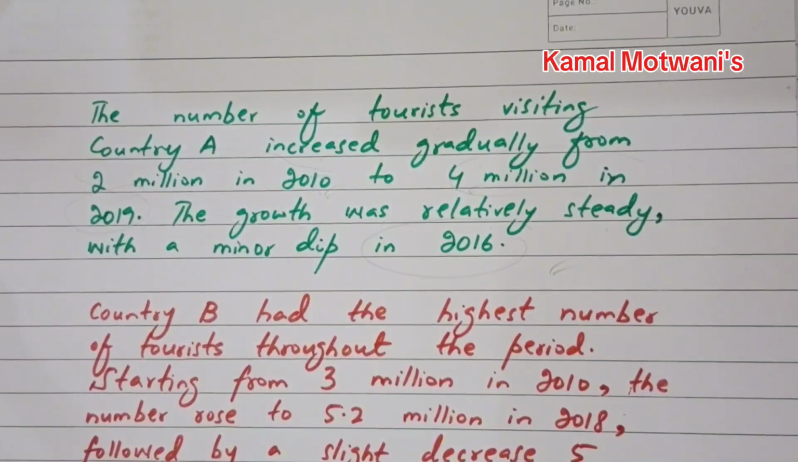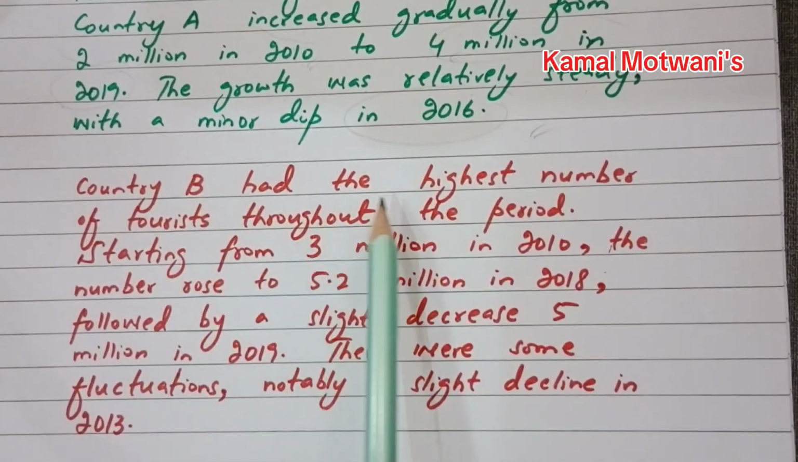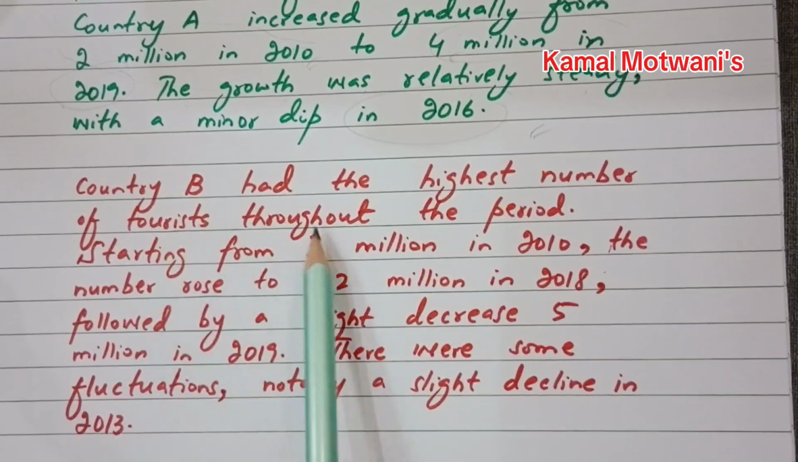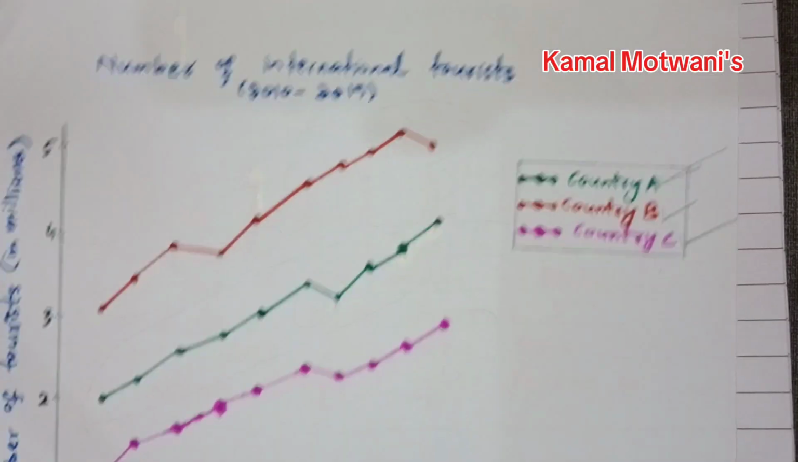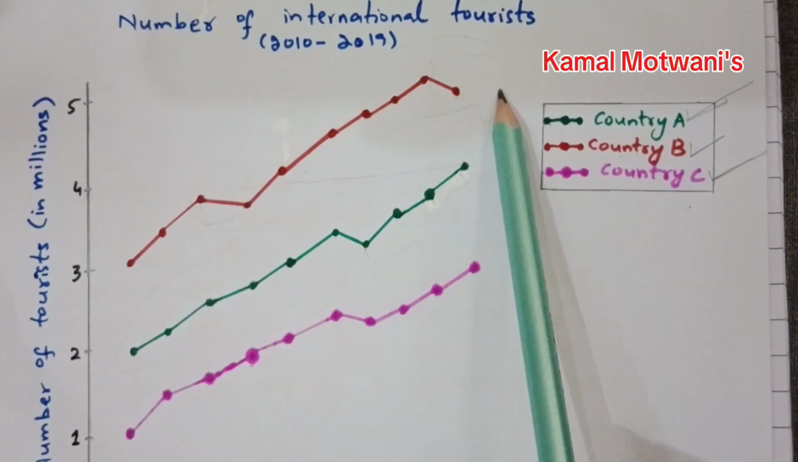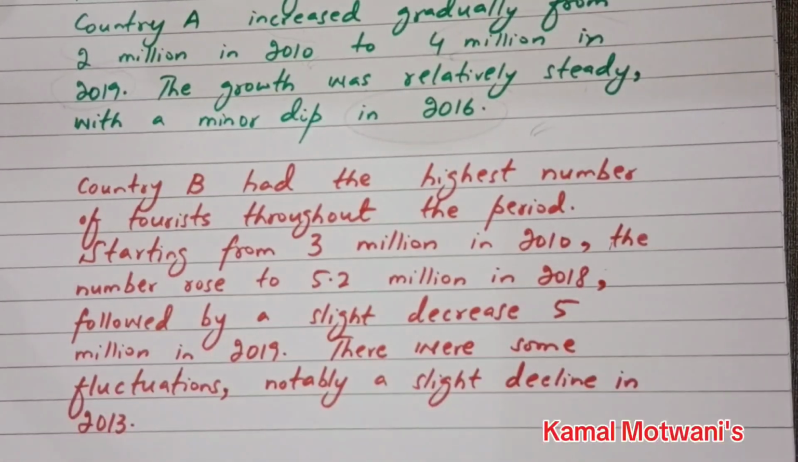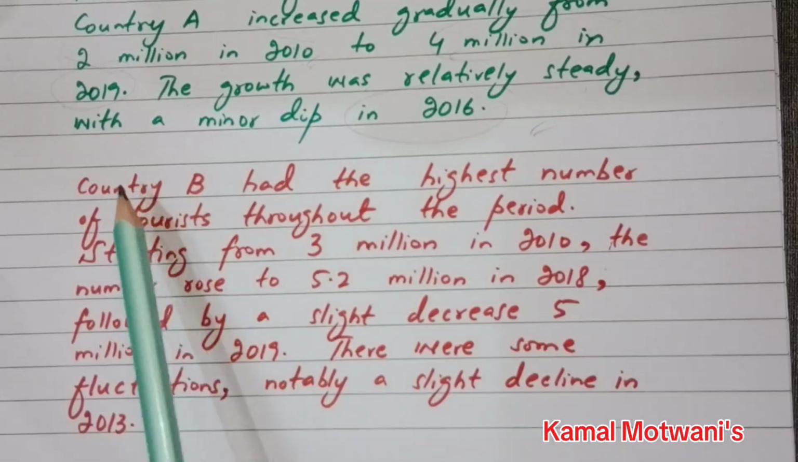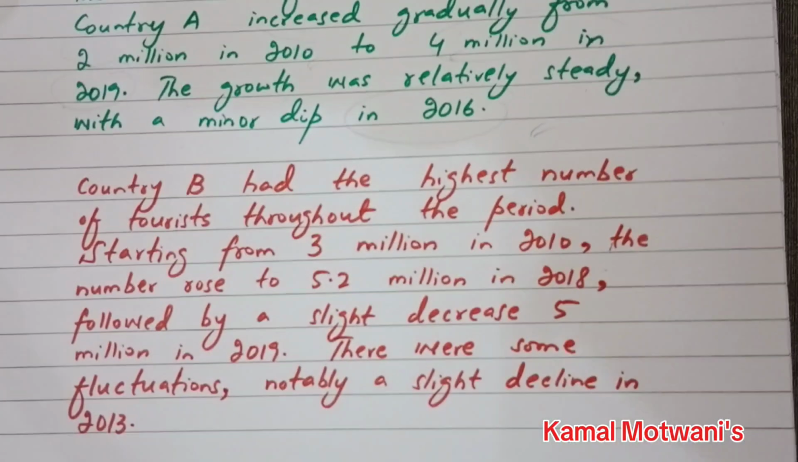The fourth paragraph regarding explanation 2, or the description 2. Okay, let's read it. Country B had the highest number of tourists throughout the period. That's what we know, and that's what we have also mentioned in the overall view. Country B witnessed the overall highest number of tourists. That's what we have written. Country B had the highest number of tourists throughout the period.